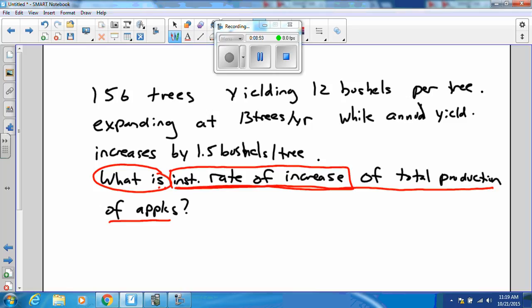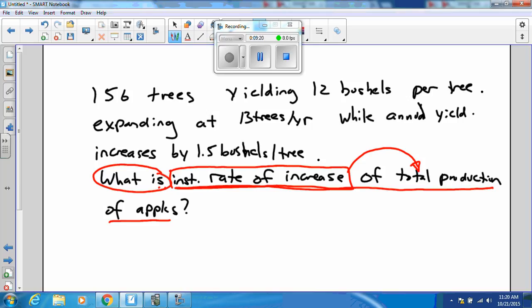Now we need to establish the derivative of what with respect to what? D what over D what? That's our question. So we go and look at the rest of the language. It's the rate of increase of the total production of apples. So we have the answer to our first question. It is D production over D something.